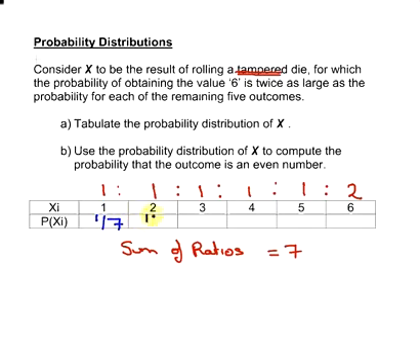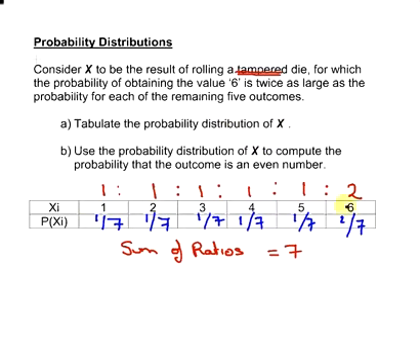Likewise, this is going to be 1 over 7. This is going to be 1 over 7, 1 over 7, 1 over 7, and 2 over 7. So that's the first question done. Tabulate the probability distribution of X, and that accords very well with what we have been asked.